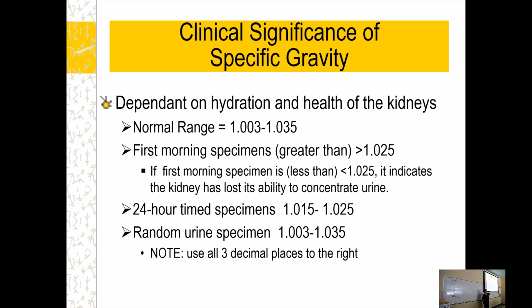One note, when we're looking at specific gravity, we do use all 3 spots to the right. So if it's 1.030, we put that 0 on. We don't just stop at 1.03. We always use all 3 spots.